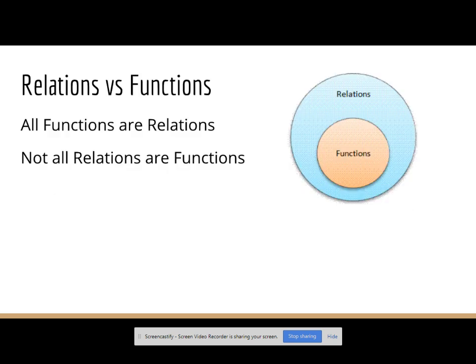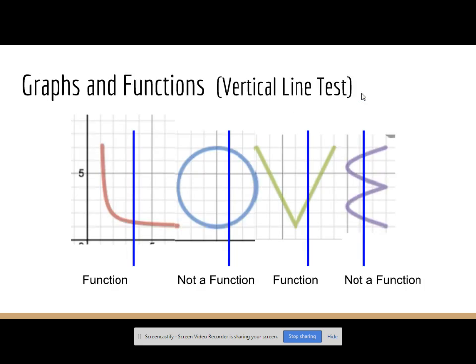And so the easiest way to think about it is functions are special types of relations. All functions are relations because one domain value has exactly one range value. A relation just says there's a connection. So all of these are relations. There's a relationship between the x and the y. There is an equation for this circle. This E does have an equation. This is a relationship. It's just not a function.